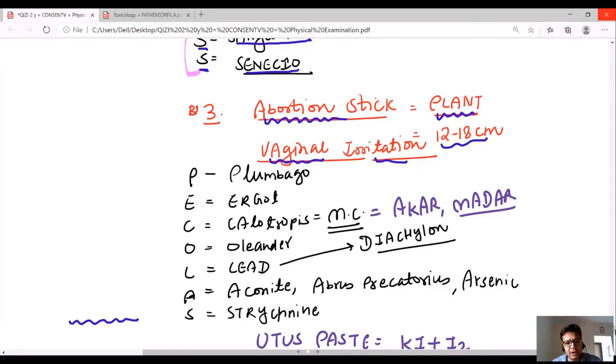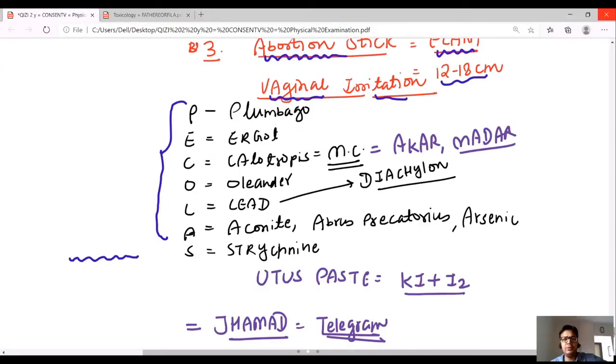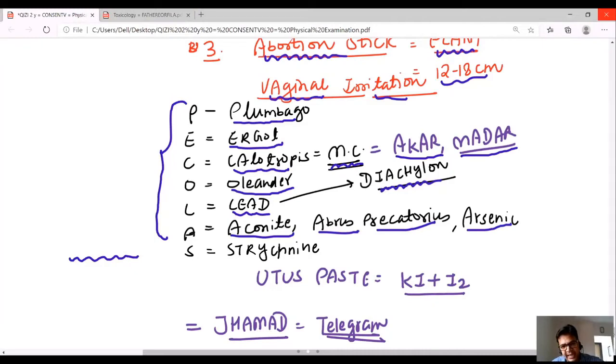What are the examples of abortion sticks? P. colas. What is P. colas? P for plumbago, E for ergot, C for calotropis. Most commonly used is calotropis, also known as akdo or madar. O for oleander. L for lead; a product of lead is dichylone. A for aconite, Abrus precatorius, and arsenic. S for strychnine.